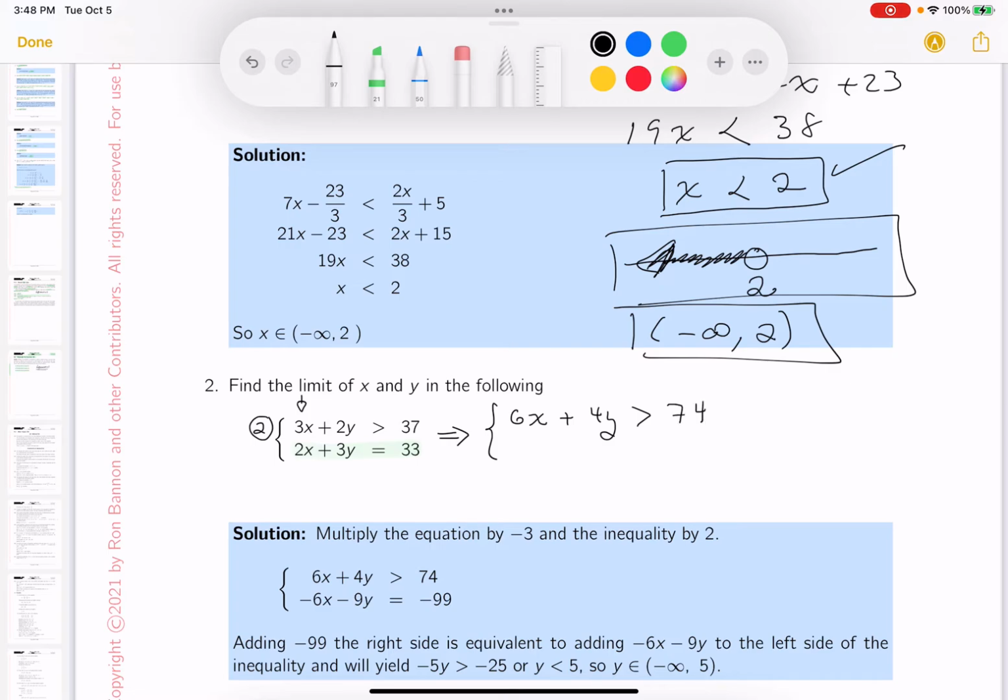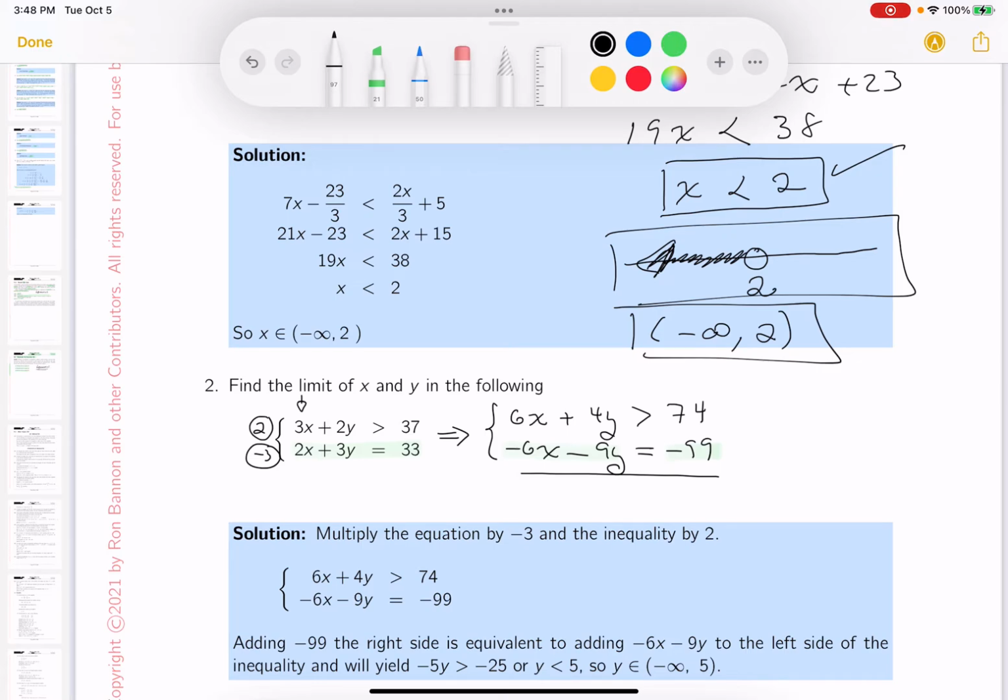I am going to multiply the bottom equation by minus 3. This has no effect on the inequality, by the way. So what do you get over here? Minus 6x minus 9y equals minus 99. A little line over here. And I want to remind you what we're doing. We're going to be adding the same thing to both sides of the inequality. We're going to add this to the left side and this to the right side. It'll have no effect on that inequality.